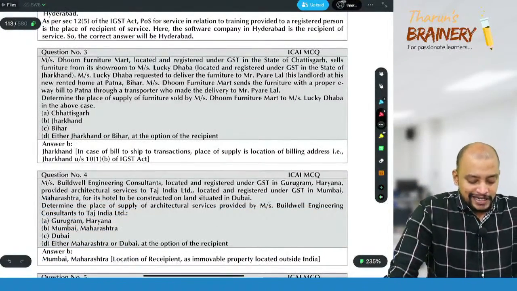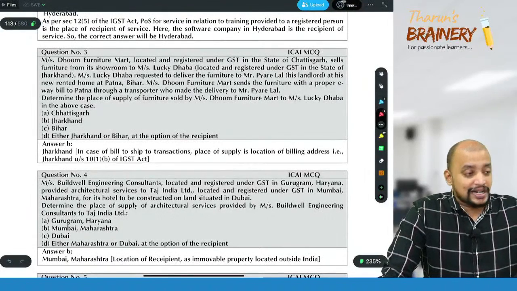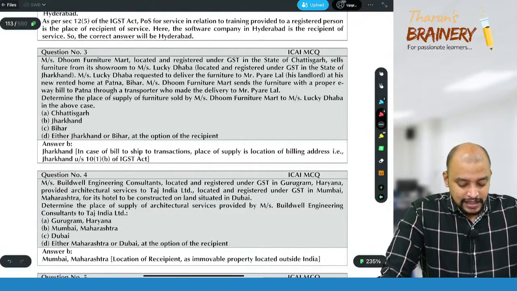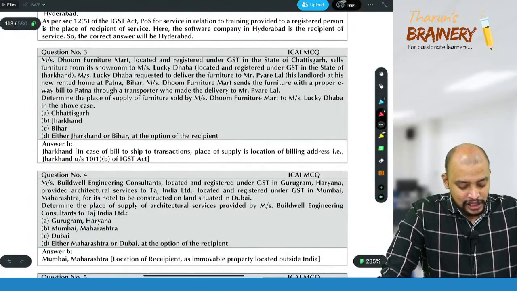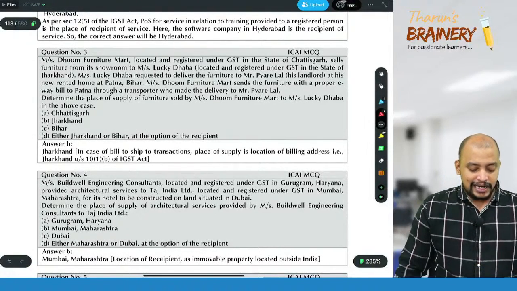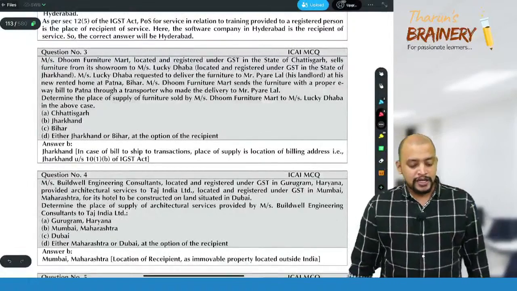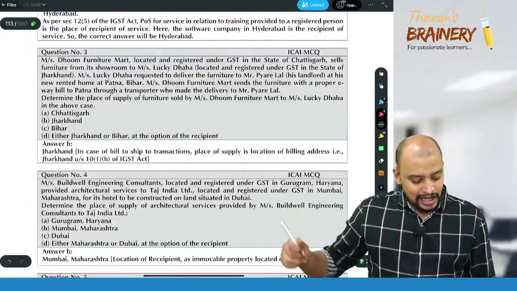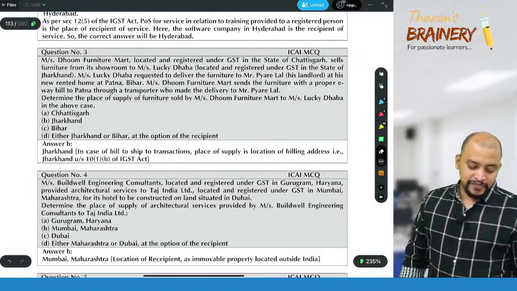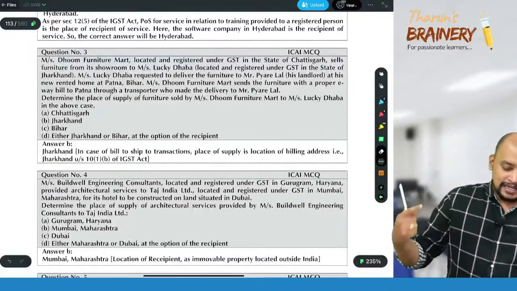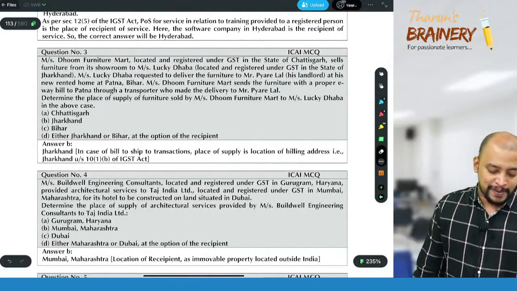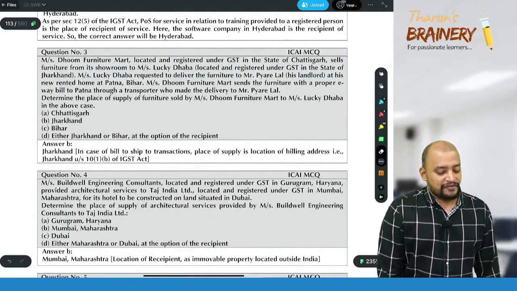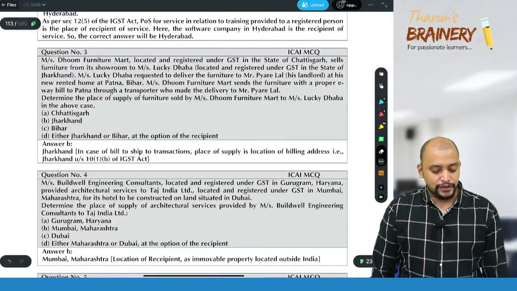Messrs. Doom Furniture Mart, located and registered under GST in the state of Chhattisgarh, sells furniture from its showroom to Messrs. Lucky Daba, located and registered under the GST in the state of Jharkhand. Messrs. Lucky Daba requested to deliver the furniture to Mr. Pyarelal, his landlord, at his new rented home at Patna, Bihar. Messrs. Doom Furniture Mart sends the furniture with a proper e-way bill to Patna through a transporter who made the delivery to Pyarelal.